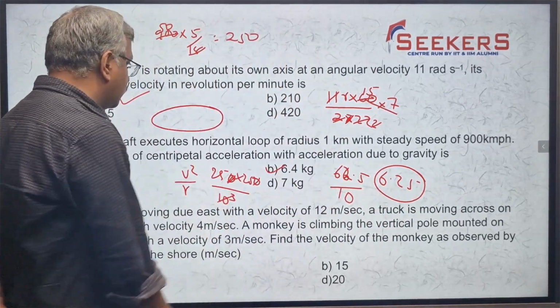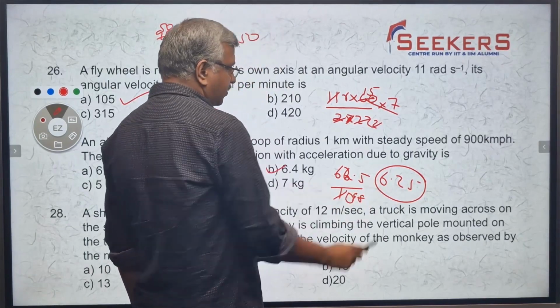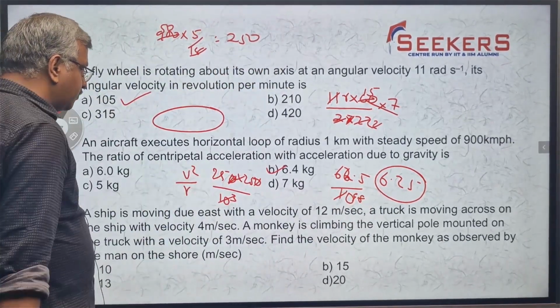6.4 is also good enough, because if you assume this to be 9.8, it will be approximately 6.4. So I'll go for B. So centripetal acceleration is V squared by R.